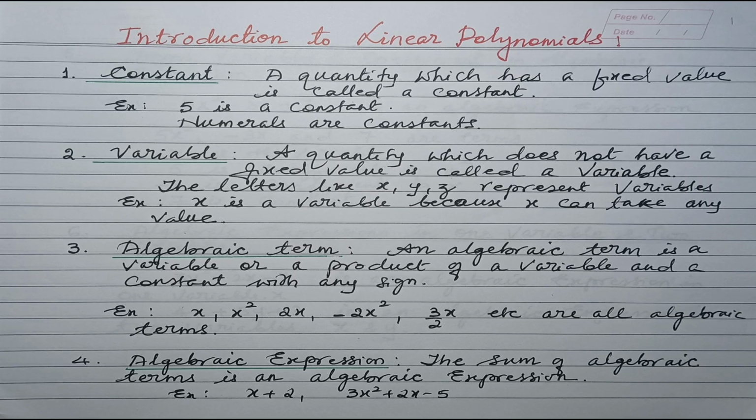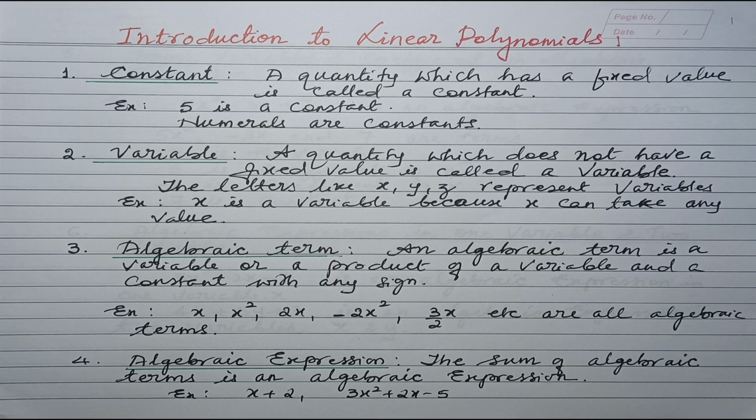x square is an algebraic term with power 2, and 2x is also an algebraic term where x is a variable and 2 is a constant, and it's a product of a constant and a variable. So therefore, algebraic terms can be a product of constant and variable with any sign, with any power, and it can be a quotient. Remember that.